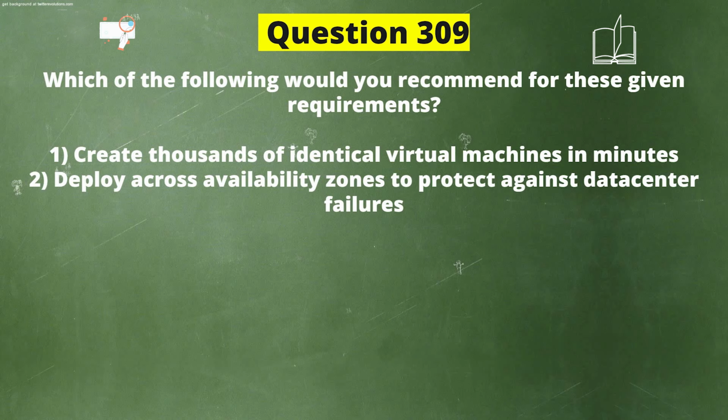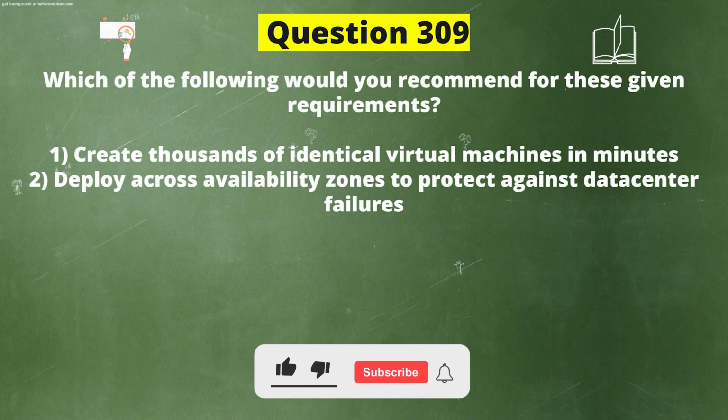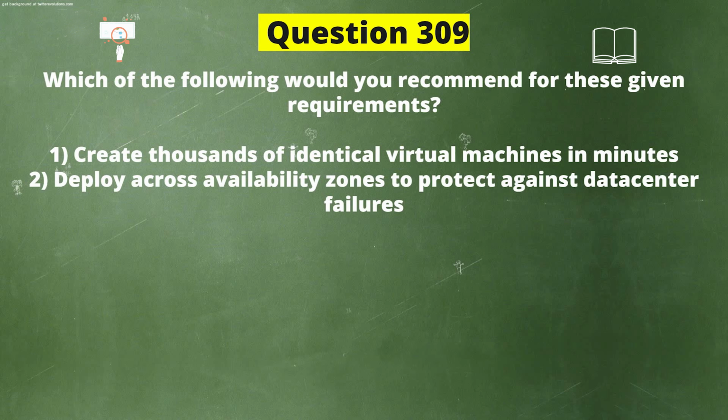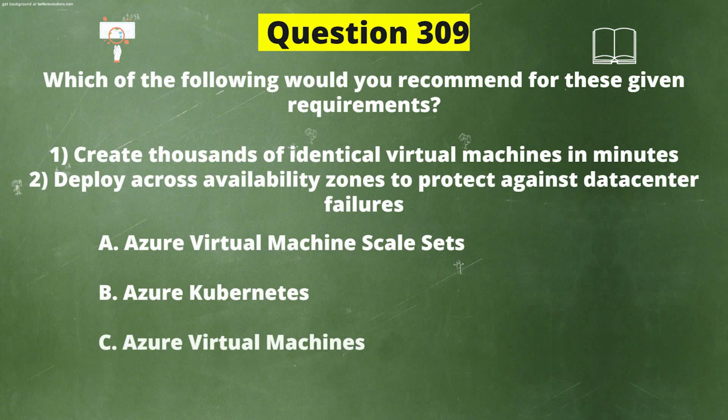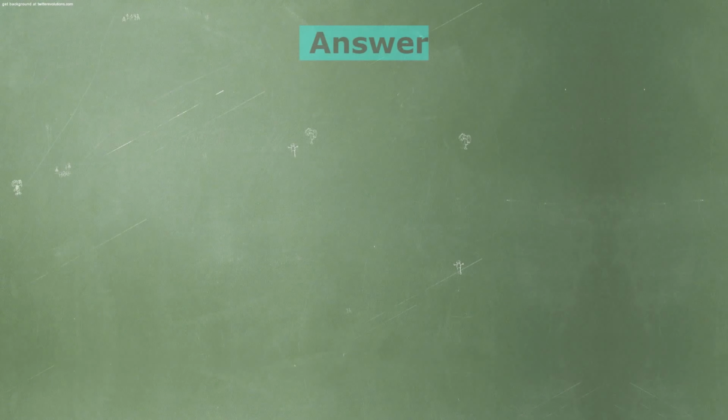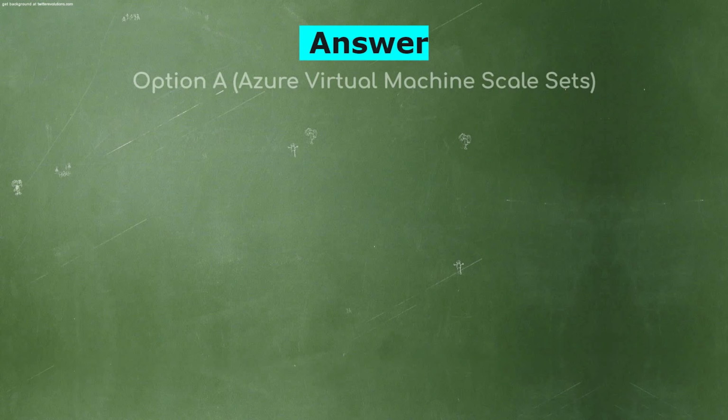Next question. Which of the following would you recommend for these given requirements? Number 1. Create thousands of identical virtual machines in minutes. Number 2. Deploy across availability zones to protect against data center failures. And the options are A. Azure Virtual Machine Scale Sets, B. Azure Kubernetes, C. Azure Virtual Machines, D. Azure Blueprints. And the correct answer is option A.